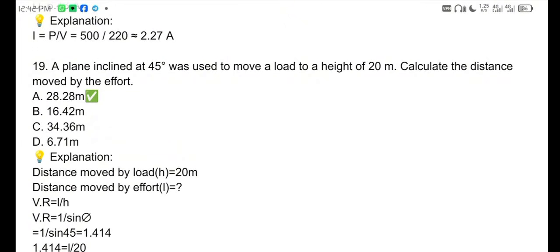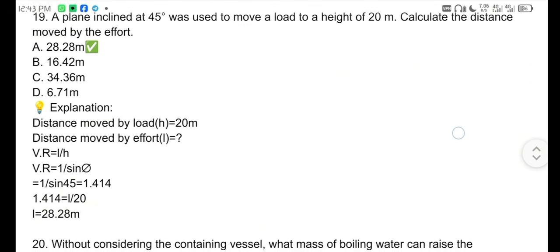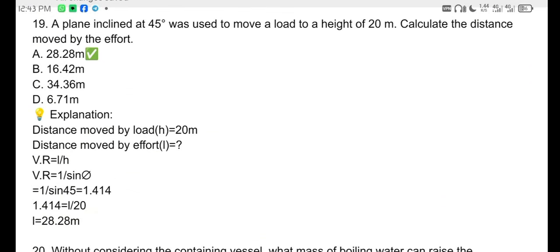So the next question says a plane inclined at 45 degrees was used to move a load to a height of 20 meters. Calculate the distance moved by the effort. So for this question, distance moved by load is H, the height. Distance moved by effort is L, the length. Now velocity ratio equals length over height, and it can also be 1 over sine theta.